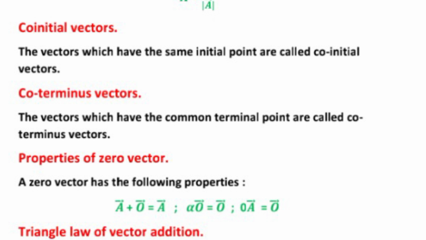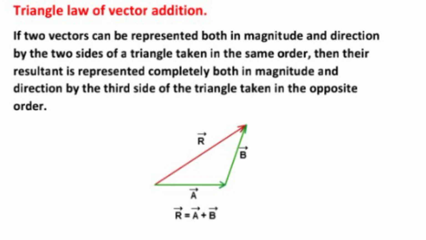Now, the triangle law of vectors addition. If two vectors can be represented both in magnitude and direction by the two sides of a triangle taken in the same order, then their resultant is represented completely both in magnitude and direction by the third side of the triangle taken in the opposite order.